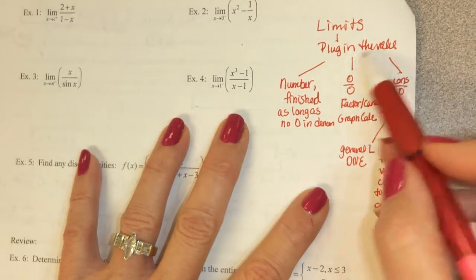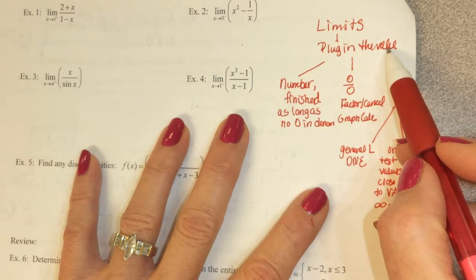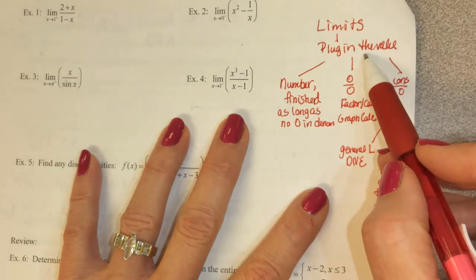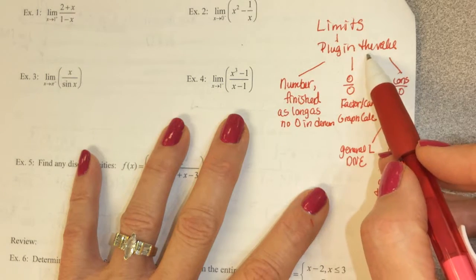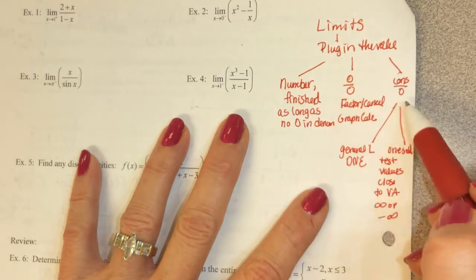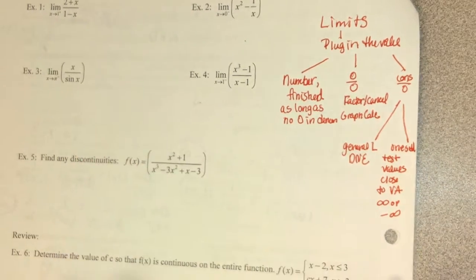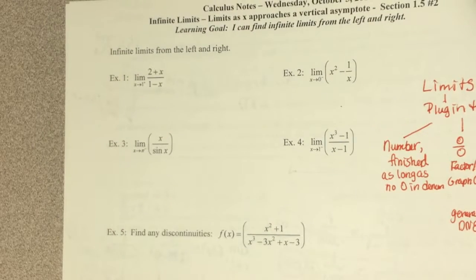And that's how we do limits. Always start off by plugging in the value. No matter what, even whether it's a one-sided limit or a general limit, that's what you always do first. And then you'll go in one of these directions. Just kind of follow the flow. So let's look at example 1 then.